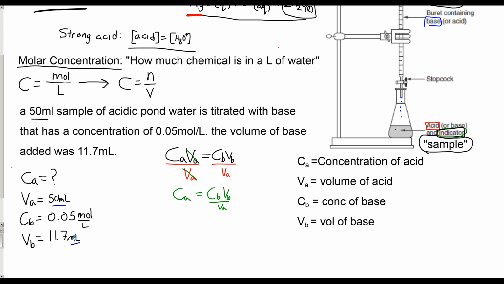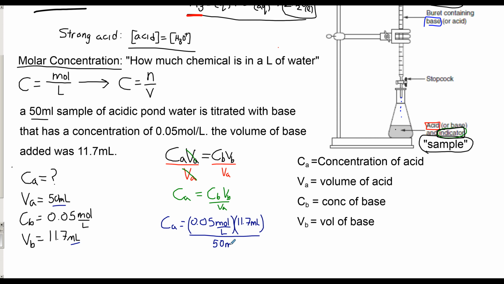So I have CA, that's my concentration of acid, what we're trying to find out, equals CB, which is 0.05 moles per liter. Now I have to multiply by VB, that's 11.7 milliliters, divided by VA, which is 50 milliliters. So everything has been plugged in correctly.